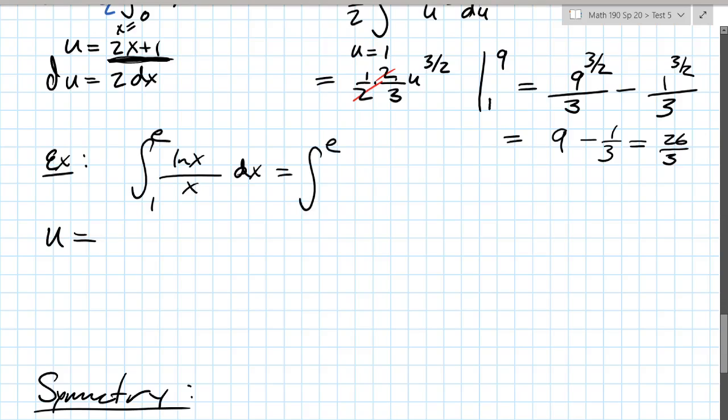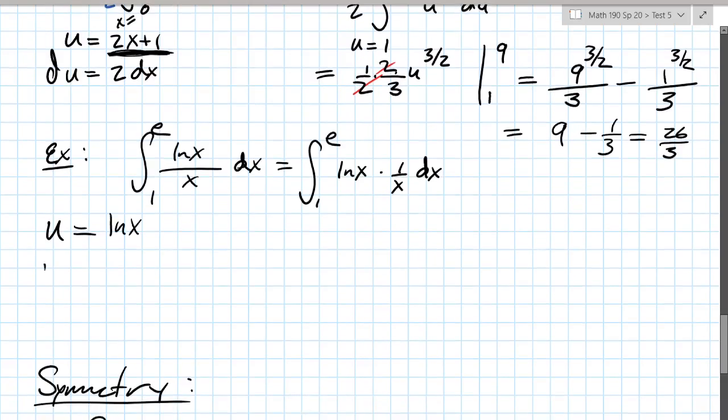Notice if I write the integral like this, that might help you see what's happening here. If we let u equal the ln of x, then du is equal to 1 over x dx. The derivative of the ln of x is 1 over x. So we have our du right there and our u right here. This gives us the integral from something to something of u du.